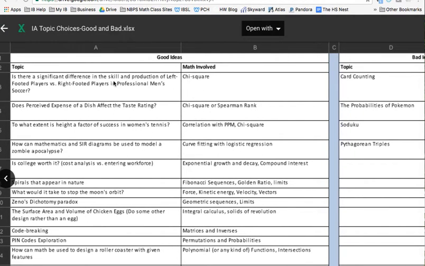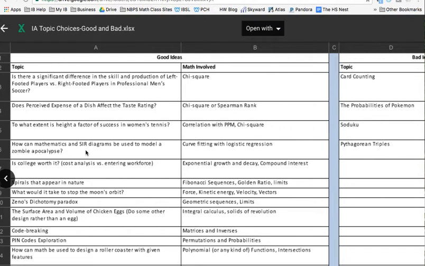Okay, there are different things involved with the chi-squared or Spearman rank testing. These are not in the SL syllabus, however, they would be on HL level. Correlation with Pearson's r, that certainly would be. SIR diagrams, this is susceptible, infectious, and recovered.